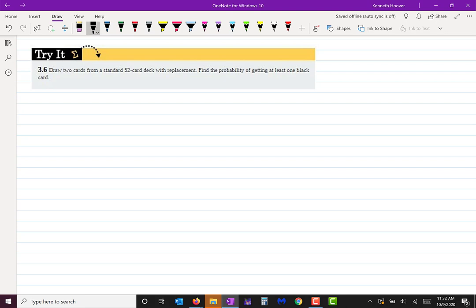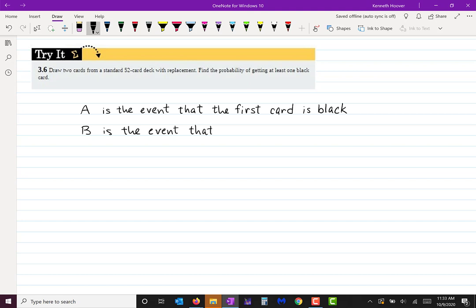So let's say A is the event that the first card is black. Okay, and then we'll say that B is the event that the second card is black.